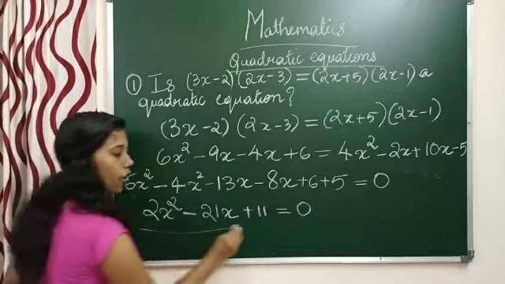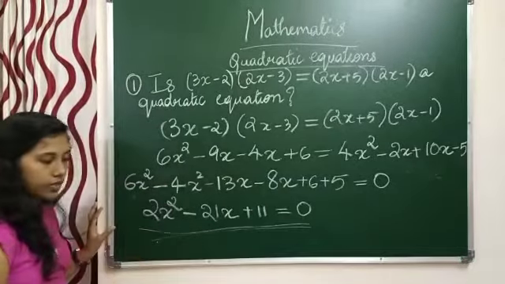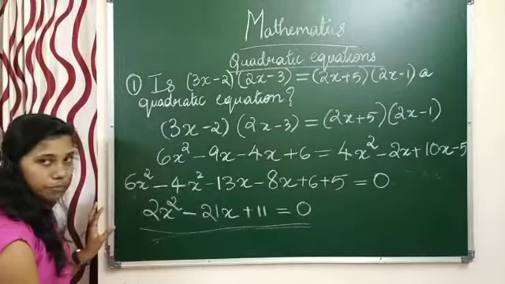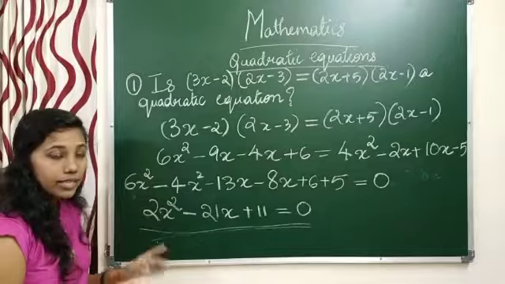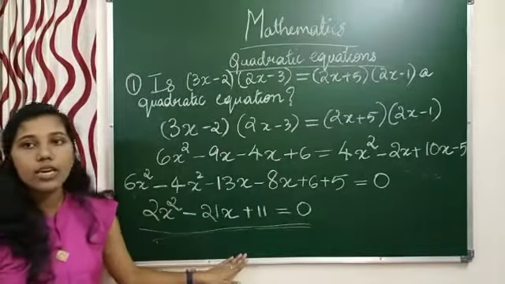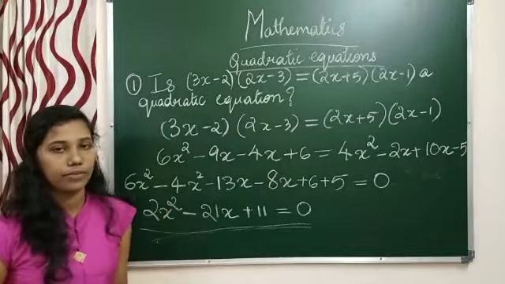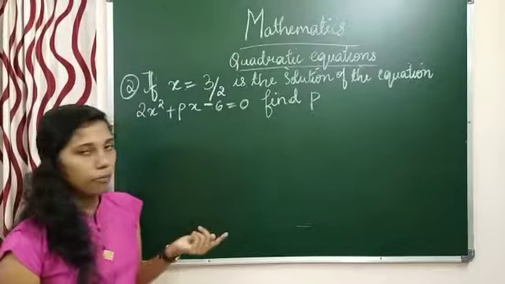This is a quadratic equation, as it has a variable x and the variable's highest power is 2. So it is a quadratic equation. Let's move on to another problem.